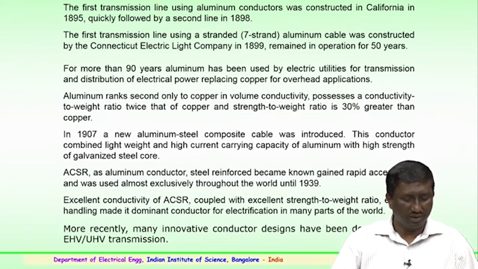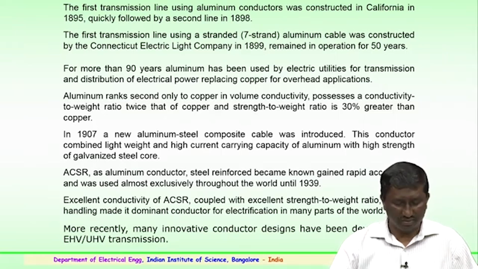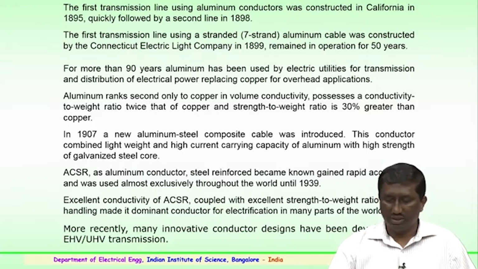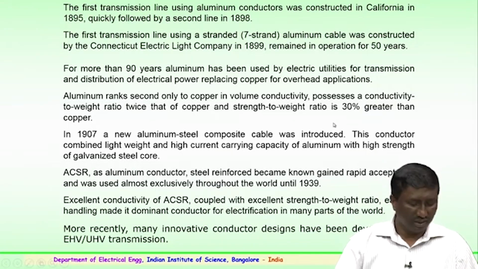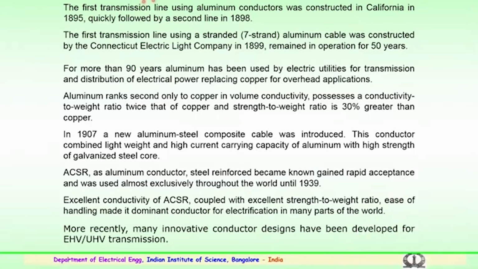In 1907 a new aluminum steel reinforced composite cable, that is a conductor, was introduced. This conductor combined the light weight and high current carrying capacity of aluminum with the high strength of a galvanized steel core. So, this introduction in 1907 is known as aluminum conductor steel reinforced.